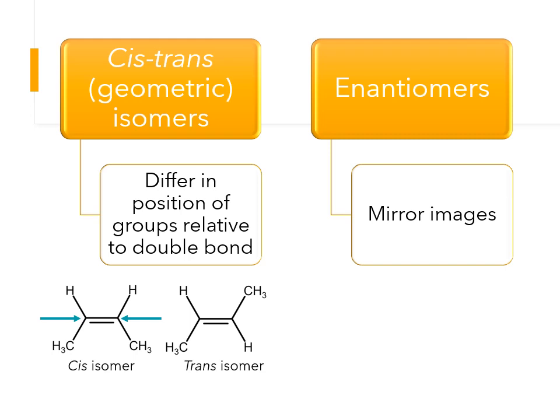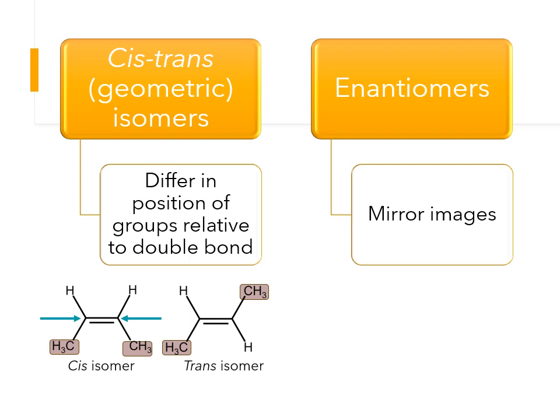In this example, the groups in question are the 2 methyl CH3 groups, which are attached to those double bonded carbons. In the cis isomer, the methyl groups are on the same side of the double bond, while in the trans isomer, they're on opposite sides of the bond. Now, this only matters when the carbons that those groups are attached to are joined by a double bond or other inflexible structure. A single bond has freedom of rotation, and so if the carbons are joined by a single bond, the groups can move around that more.